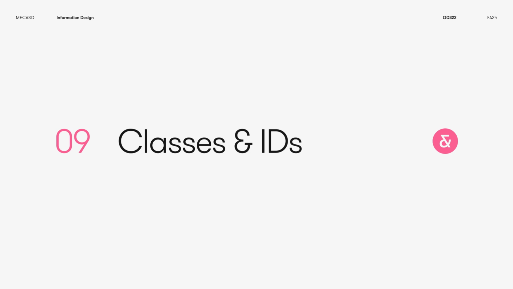Hello. In this video, I'm going to talk about classes and IDs. Classes and IDs let us differentiate and select specific tags in our HTML. And they're going to help us get back the specificity that we lost when we were doing inline styles.